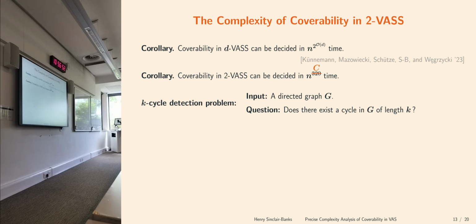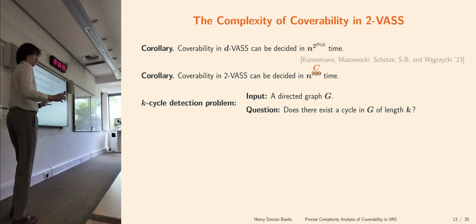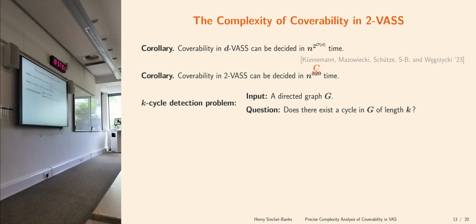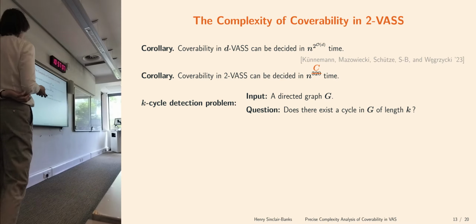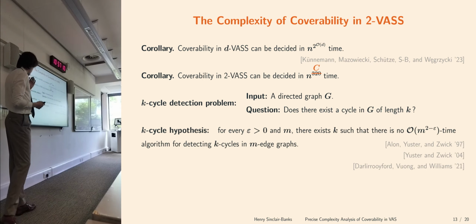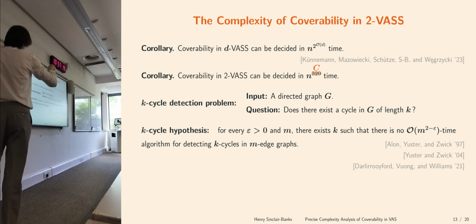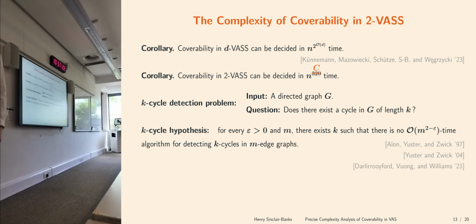But anyway, I'm going to show a lower bound. I just wanted to give a little bit of context on the fact that there's a reasonable polynomial time algorithm for deciding coverability of 2-VASS. And the lower bound will come from k-cycle detection. So the problem is you're given a directed graph, this time directed, it's an important difference. And I'm asked, is there a cycle in the graph of length k? Makes sense. And the k-cycle hypothesis is the following. For every epsilon, there is some m, number of edges, and for every m, sorry, there is a k such that there are no m to the 2 minus epsilon time algorithms for detecting k-cycles. The moral of this story is that k-cycle really requires quadratic time.